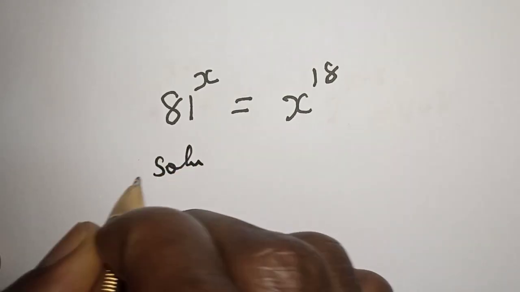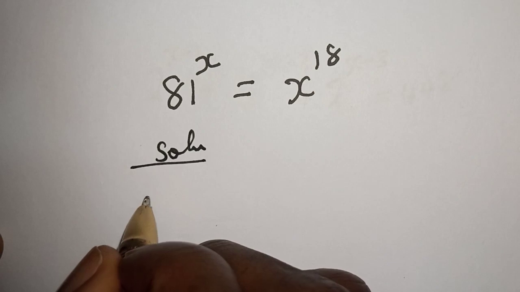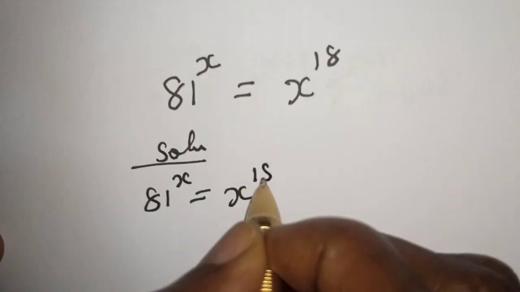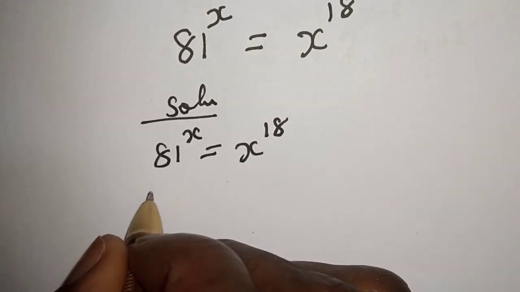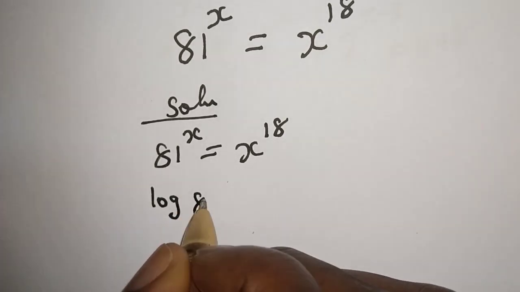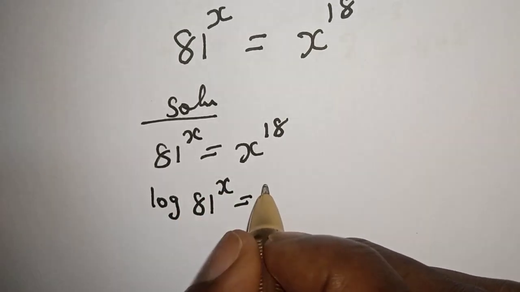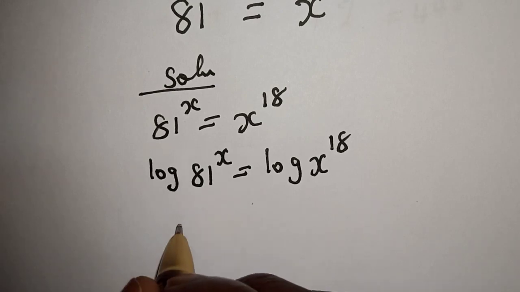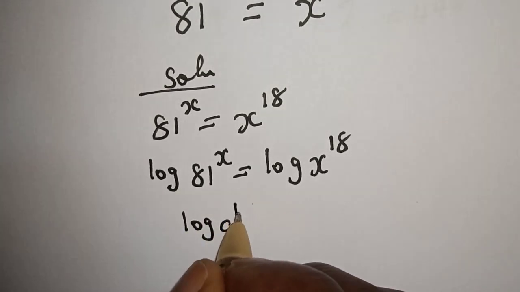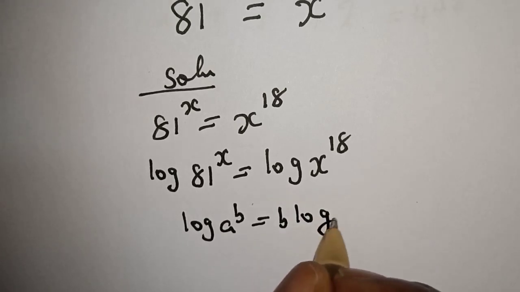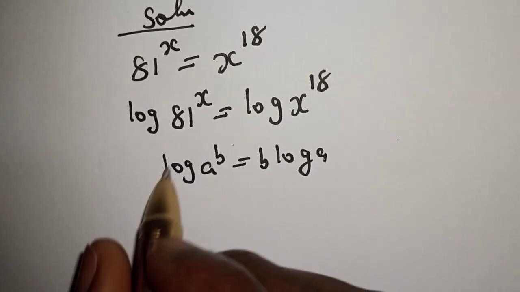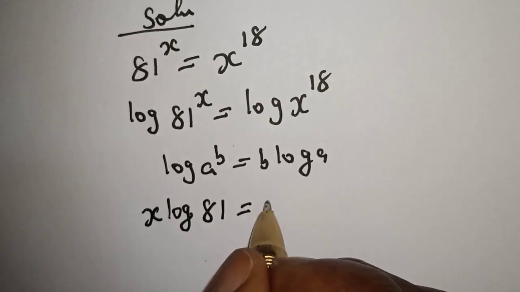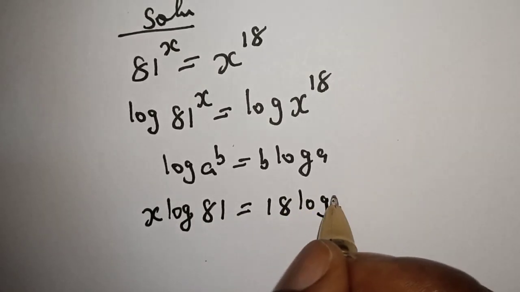Solution. We have 81 raised to power s is equal to x raised to power 18. Let's take the log of both sides. Log 81 raised to power s is equal to log x raised to power 18. Remember, if you have log a raised to power b, this is equal to b log a. Then here is s log 81 is equal to 18 log x.